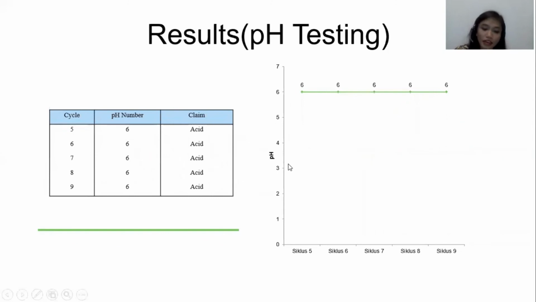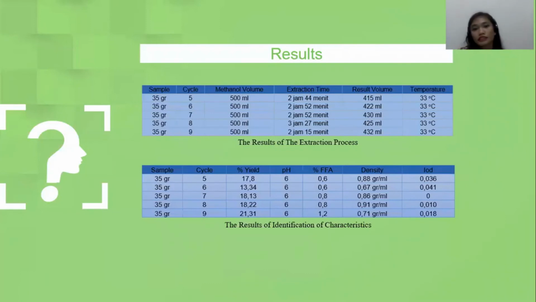pH testing is carried out by entering the paper into the oil that has been separated with a solvent that marks the pH color. The oil result from the plant fruit has a pH of 6, which indicates that the oil is acidic. This is the result from the 5 variant circles.